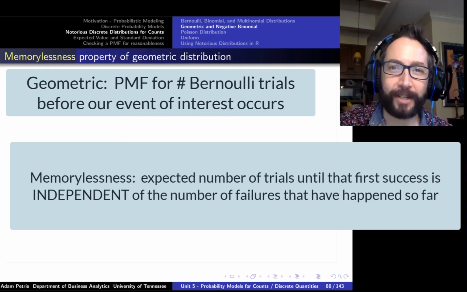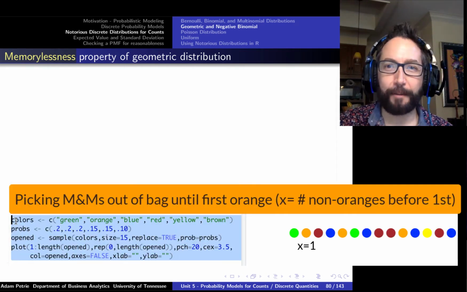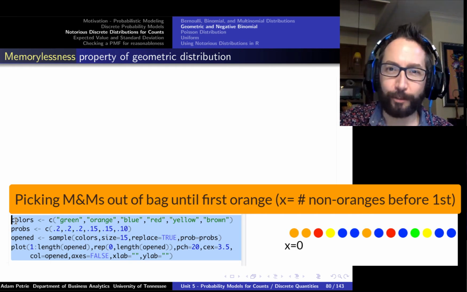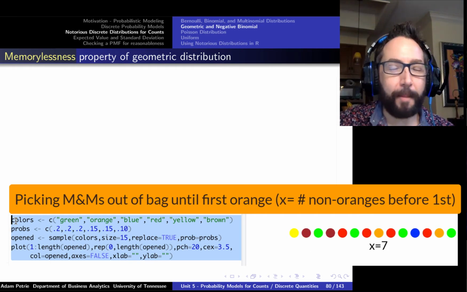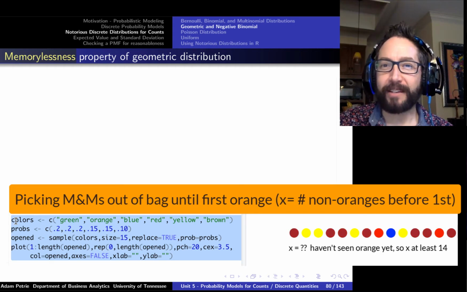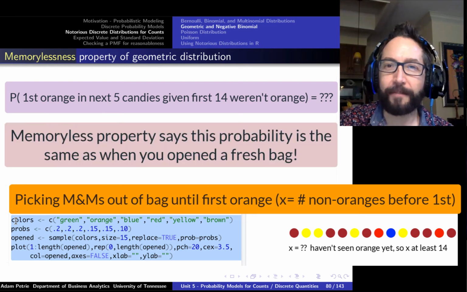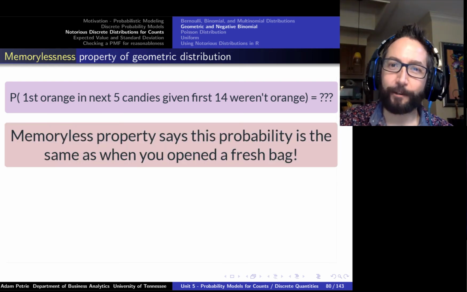So if we're interested in picking an orange candy out of a bag of M&Ms, it doesn't matter how many non-oranges we've picked out so far. The probability that our first orange candy is going to happen in the next 5 is going to be the same, even if we've picked out 10 non-oranges beforehand, 50 non-oranges, etc., etc.